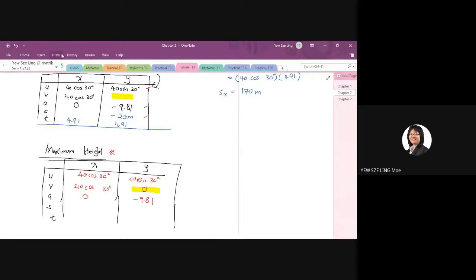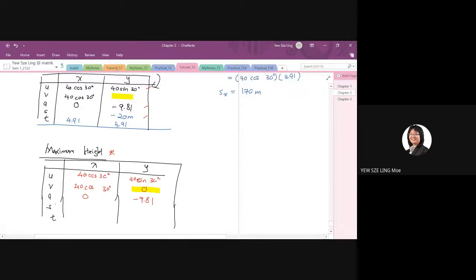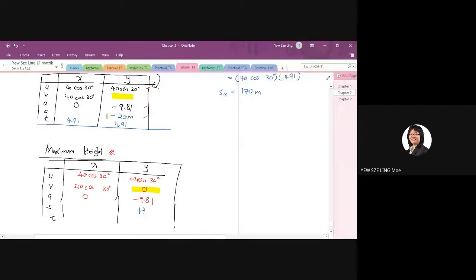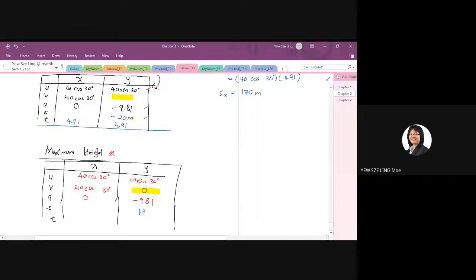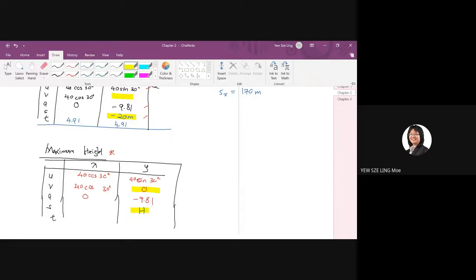All right, and then the next information that is different. Now we want to find maximum height, which is this h. So this is the second difference in these two tables. Just now we knew the final position is located 20 meters below the original position, but now we want maximum height, so we don't have the value, and we also don't have the time.